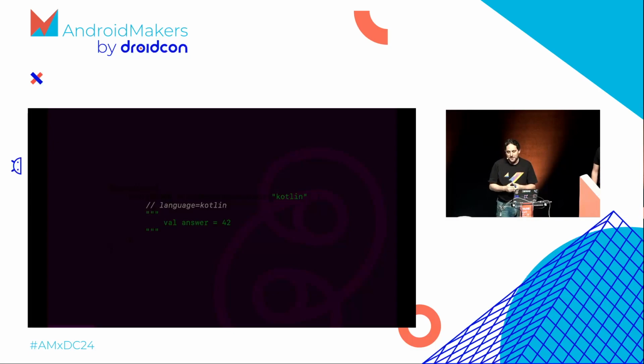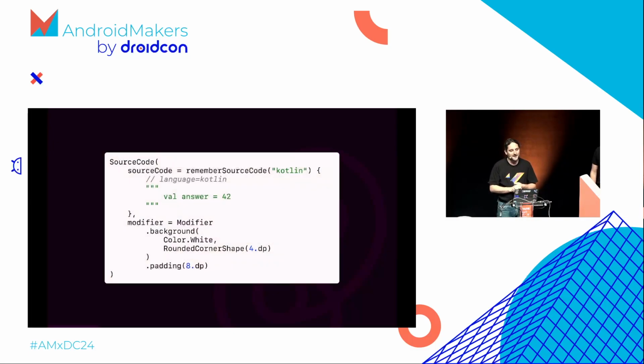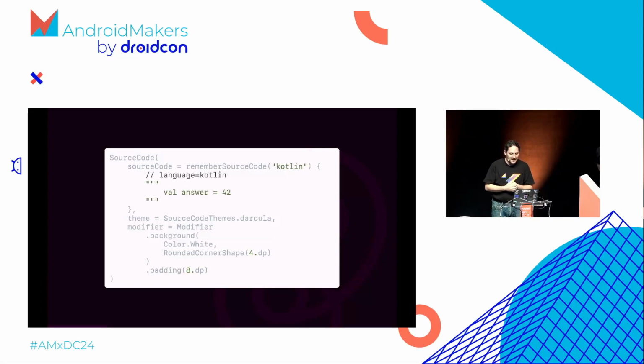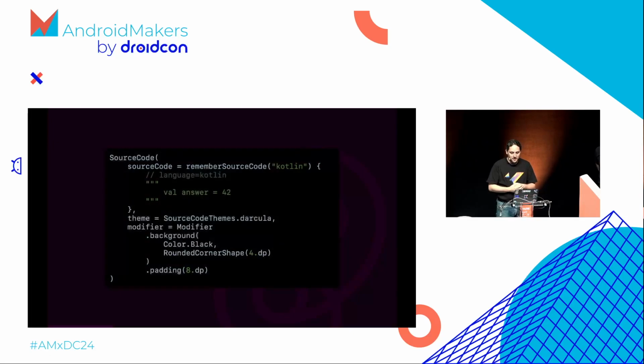So the problem is the default theme is, of course, IntelliJ Light. So let me add a white background. As you can see, all I need to do is add a regular Compose modifier, and then I can add a background, modify the shape, and etc. But yeah, the thing is, this is a dark-themed presentation, so it doesn't go well with this theme. So let's change the theme and change it to source code theme Darcula. So yeah, Darcula works better on a dark background.